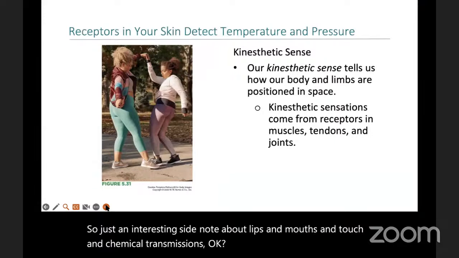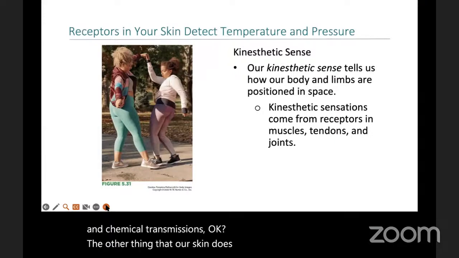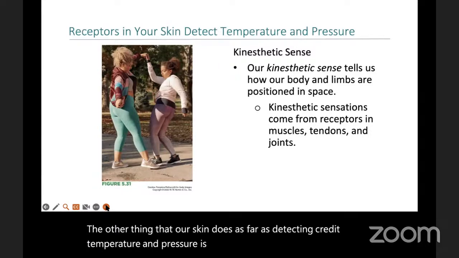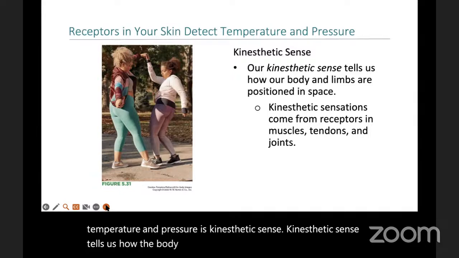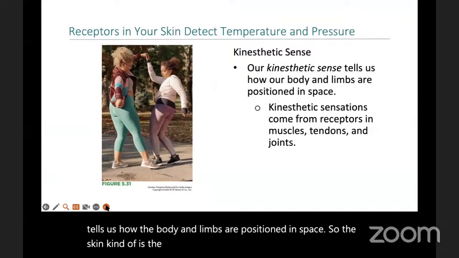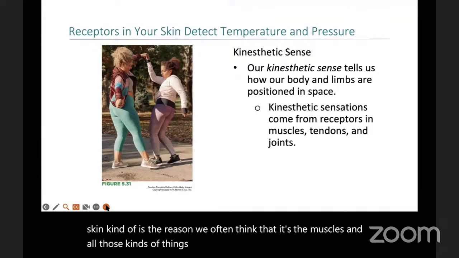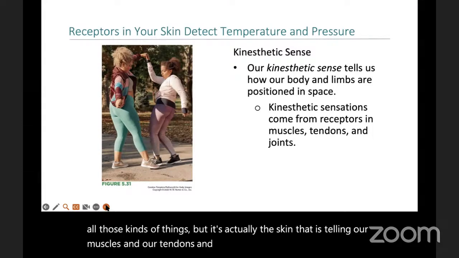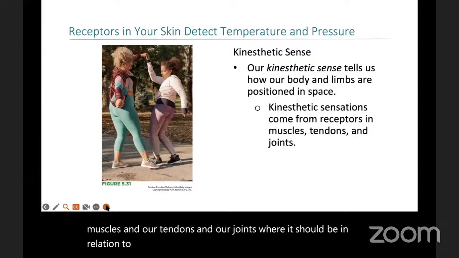The other thing our skin does, as far as detecting temperature and pressure, is the kinesthetic sense. Kinesthetic sense tells us how the body and limbs are positioned in space. We often think it's the muscles and all those kinds of things, but it's actually the skin that is telling our muscles, tendons, and joints where they should be in relation to space and where we are in our environment.